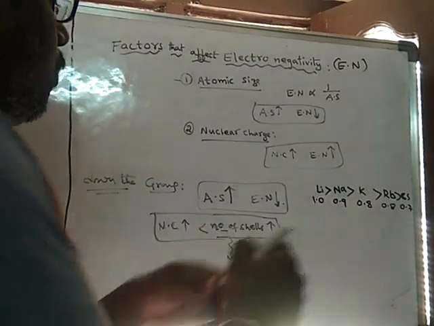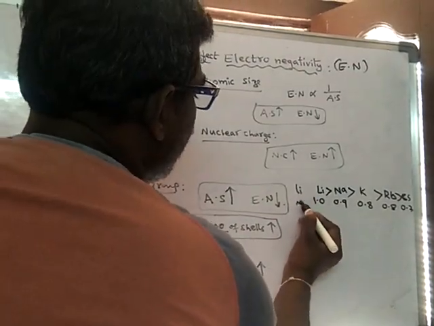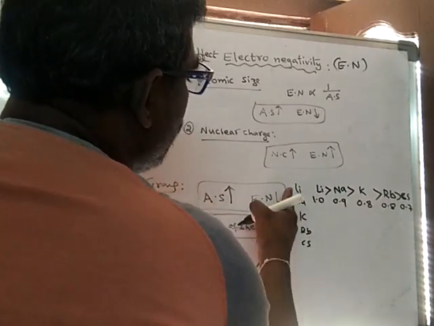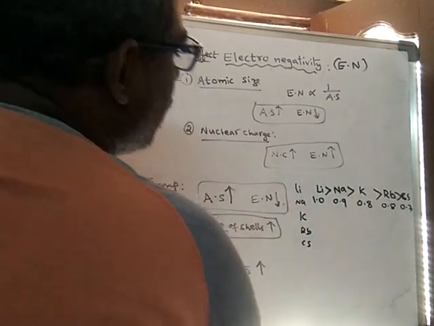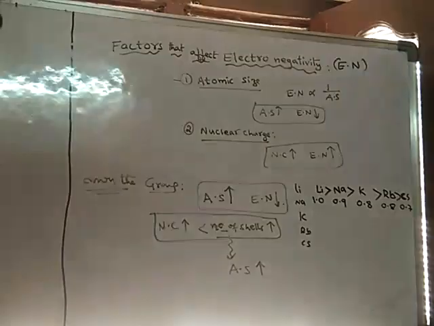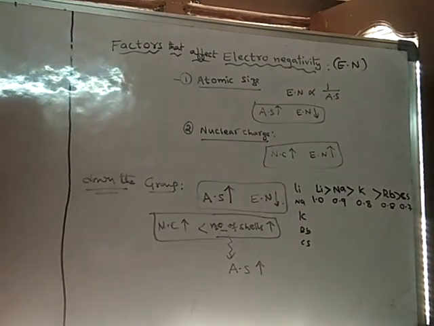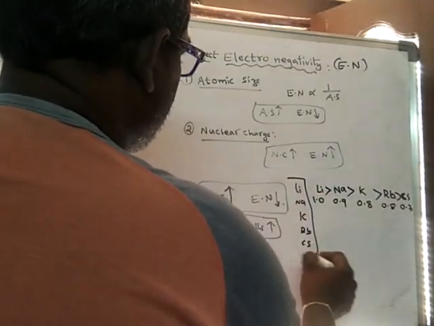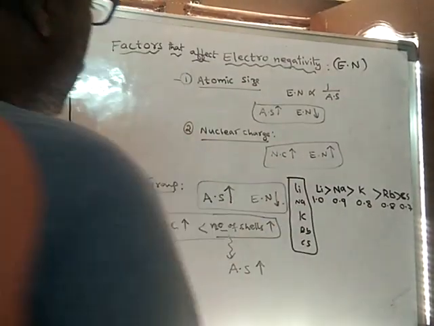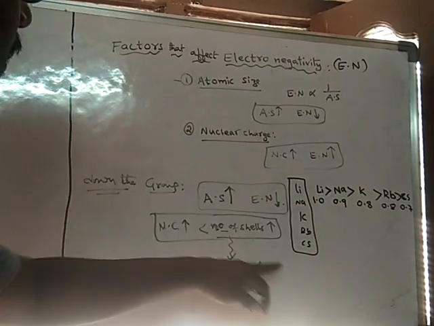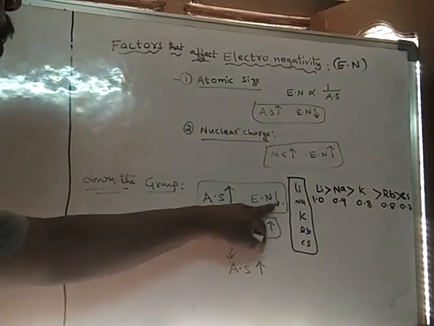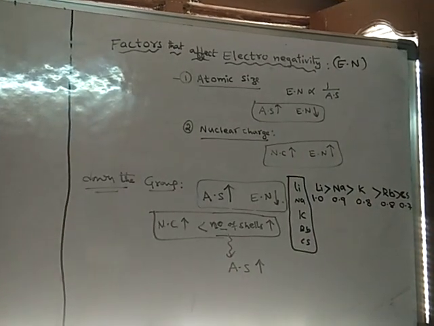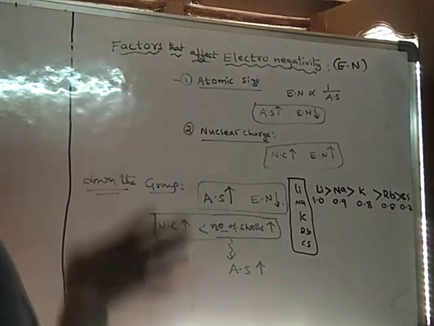Down the group means below lithium, sodium will come, and below sodium, potassium will come, then rubidium and cesium. As we move from lithium to cesium, what is happening? The electronegativity value is decreasing. Along a period it happens differently; here it is down the group. Down the group, as atomic size increases, electronegativity decreases. We have to remember that.